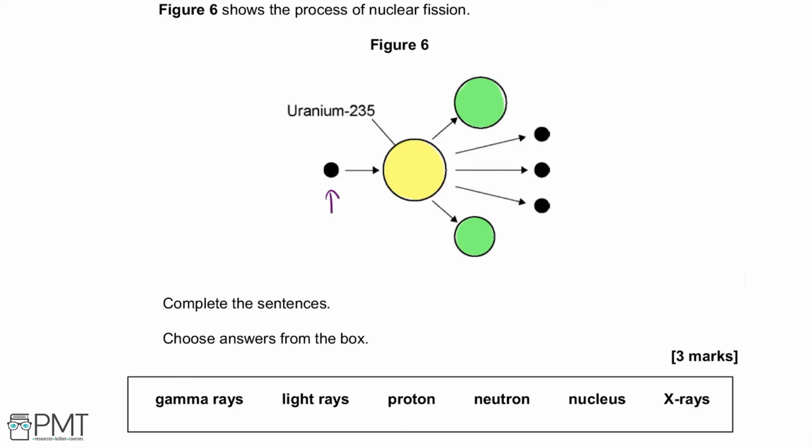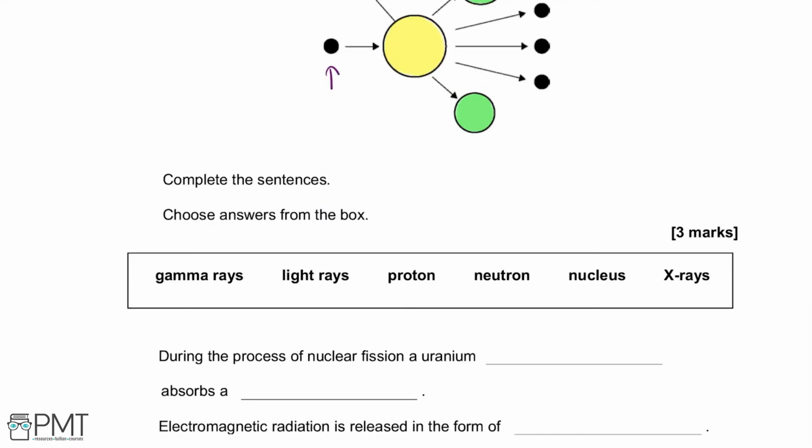So looking back at the sentence that we're looking at, during the process of nuclear fission, a uranium something. Well, as I just said, it's a large nucleus that splits. And so for this, we would answer nucleus. The uranium nucleus absorbs a something. As I said before, these black dots are neutrons that are absorbed, and so the answer here is neutron.